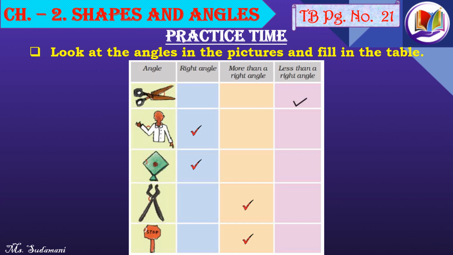Similarly, the kite also forms a right angle. Whereas, the pair of tongs forms an angle that is more than a right angle. And what is more than a right angle known as? Well, you are correct. It is known as obtuse angle. The next one again is an angle more than a right angle. So that is again an obtuse angle.